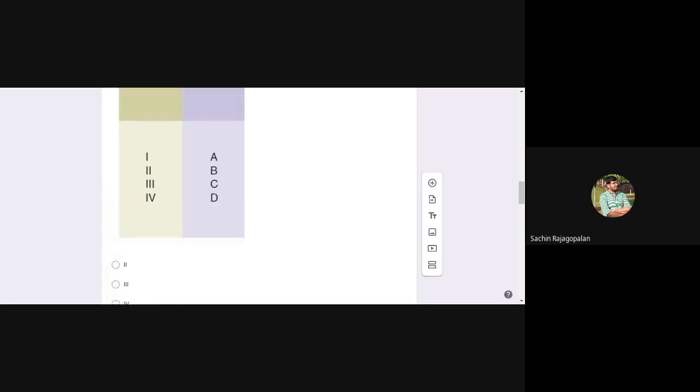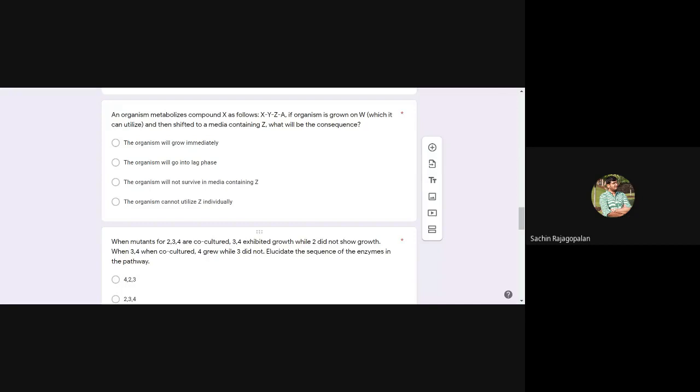An organism metabolizes compound X in the order of X, Y, Z, A. So that's the process of converting X to A. If the organism is grown on W, which it can utilize, but obviously it's not part of the metabolic process of X to A, and then shifted to a media containing Z, what will be the consequence?